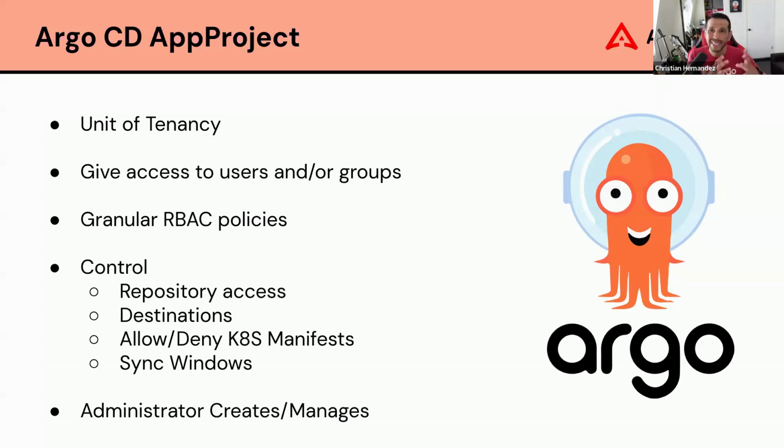And you can control destinations, right? You can say, all right, this user can sync this specific cluster to this specific namespace, but not this namespace. Or I have full admin access to this cluster, but read only to this cluster. So in the app project, you get a unit of control there. And then you can allow and deny Kubernetes manifests. So specifically, you can use the GVK, right? You can say, this group and kind cannot be synced, or it can be synced but not deleted, that sort of thing.